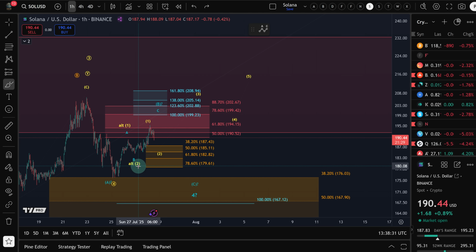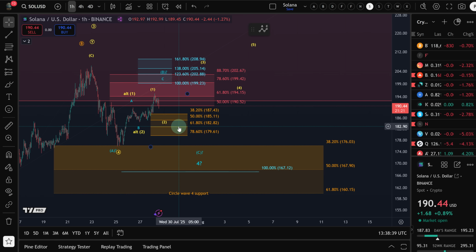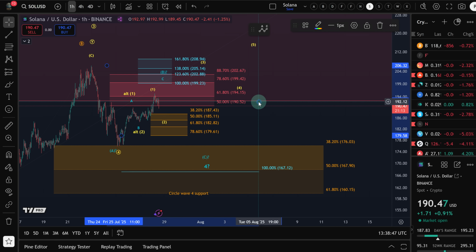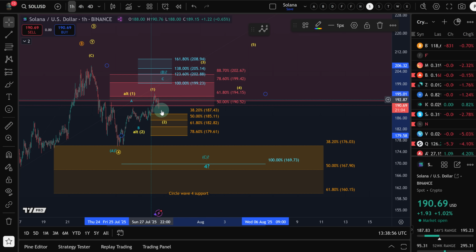And the support zone is 179.61 to 187.43. But if we break below 179.61, we are likely going to reach here this area around the 100% extension level. That needs to be adjusted whenever we push a little higher. That would mean that this here was likely just a B wave top. We're coming down, but there's no evidence for that because we haven't reached the 100% extension.